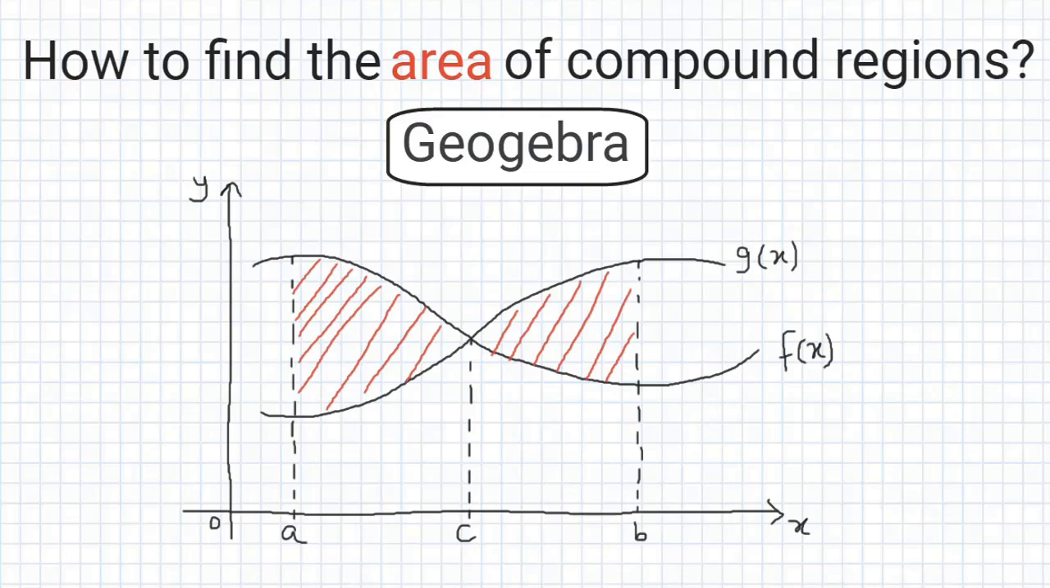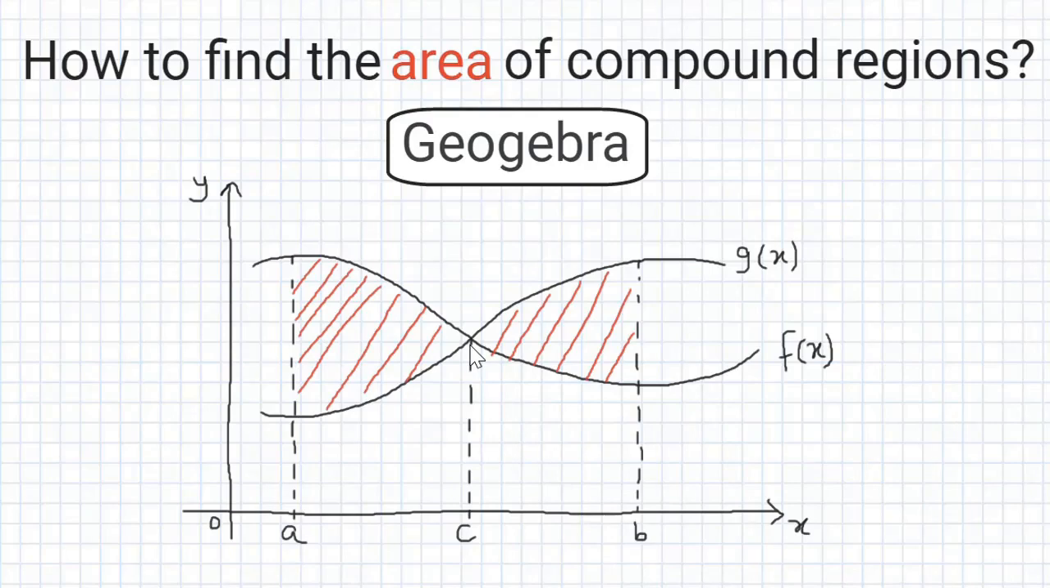Now before evaluating the area, let's first understand what a compound region is. Let's say I have two functions f(x) and g(x), and let's assume that these two functions intersect each other at many points. If I consider my region of interest over the interval a to b, as you can see, these two functions cross each other at only one point, that is x equal to c.